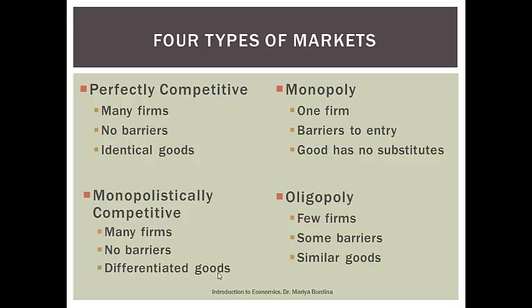And finally, oligopoly. It's also somewhere in between perfectly competitive market and monopoly. There's few firms, there's some barriers to entry, and the sellers are selling somewhat similar goods and services. So it's closer to the monopoly than monopolistically competitive market, but still has some characteristics of a perfectly competitive market.